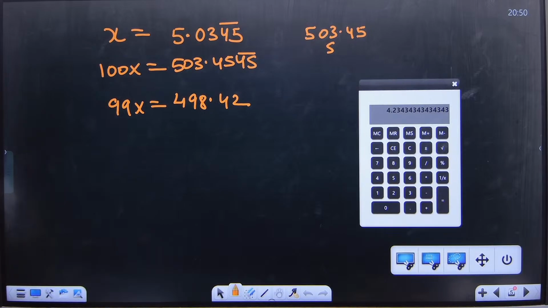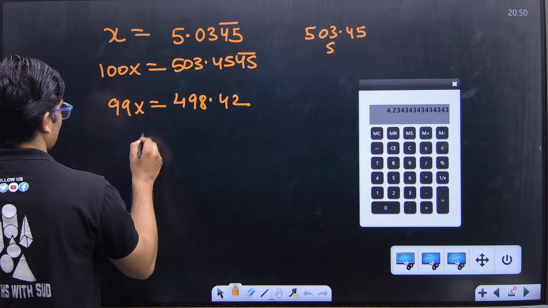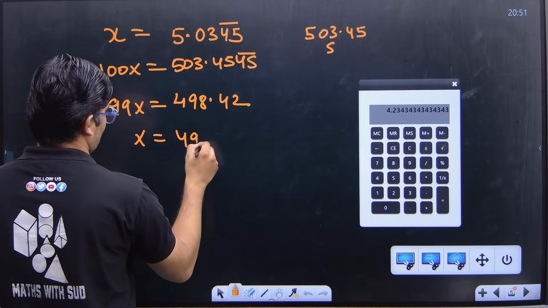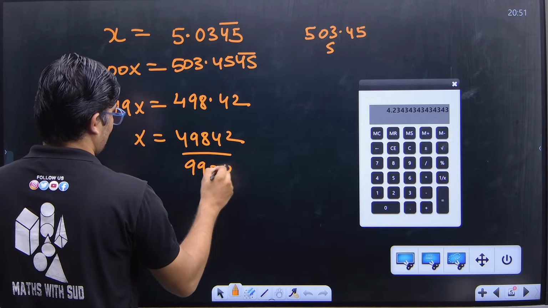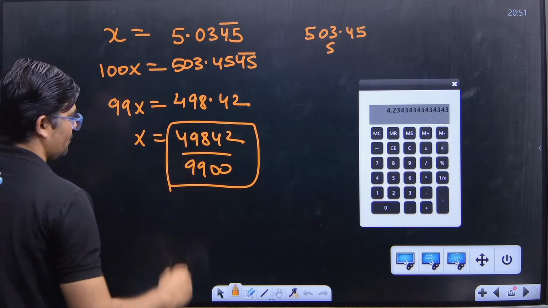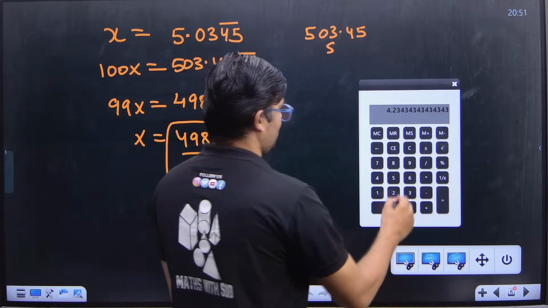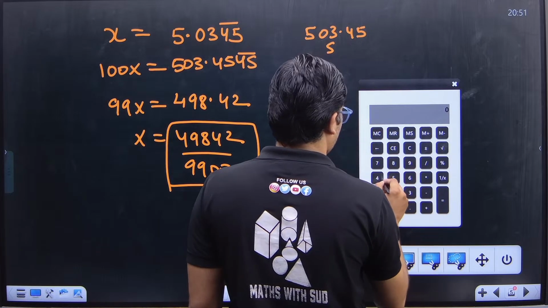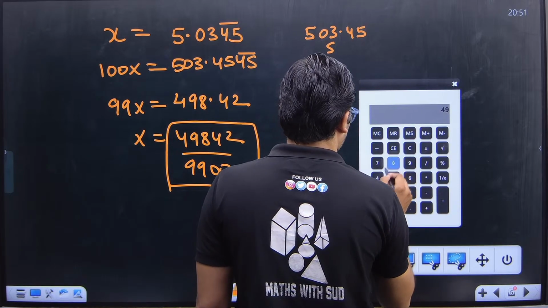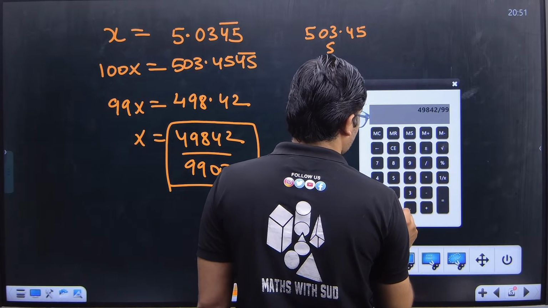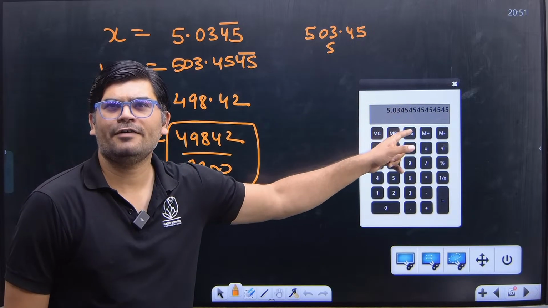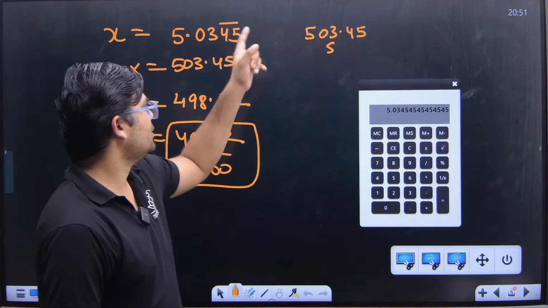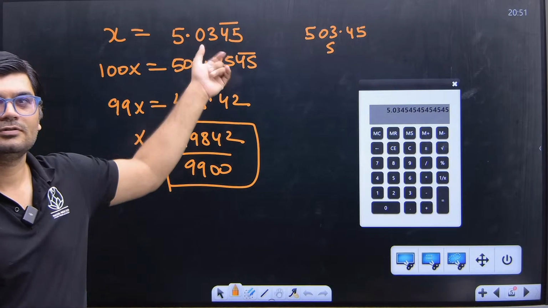Okay, sir. So x is equal to 498.42 by 99, but then you remove the decimal place. So it's 49842 by 9900. Let me show you: 49842 divided by 9900. See this: 5.0345454545. Very nice. Are you getting it?